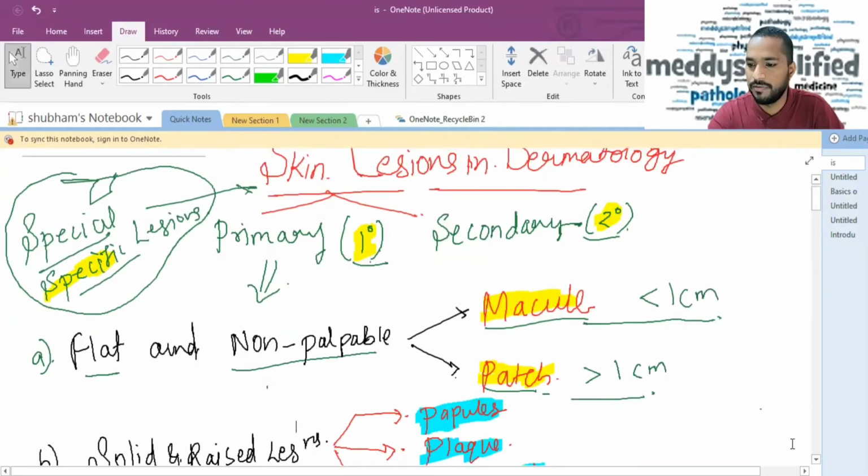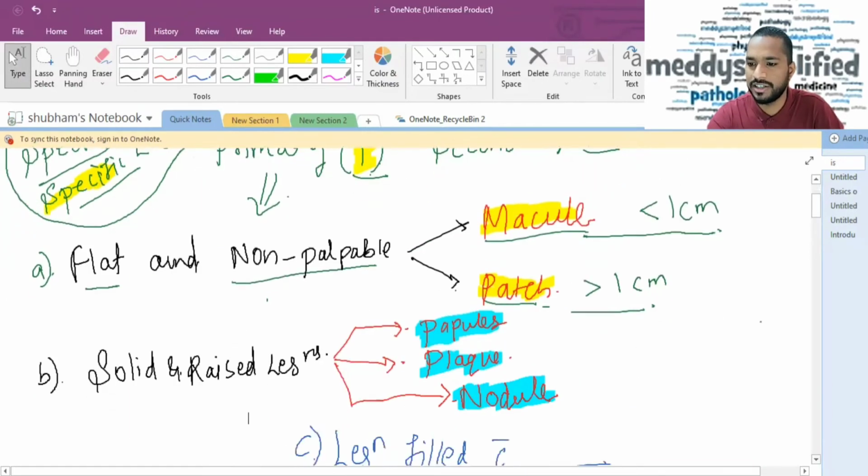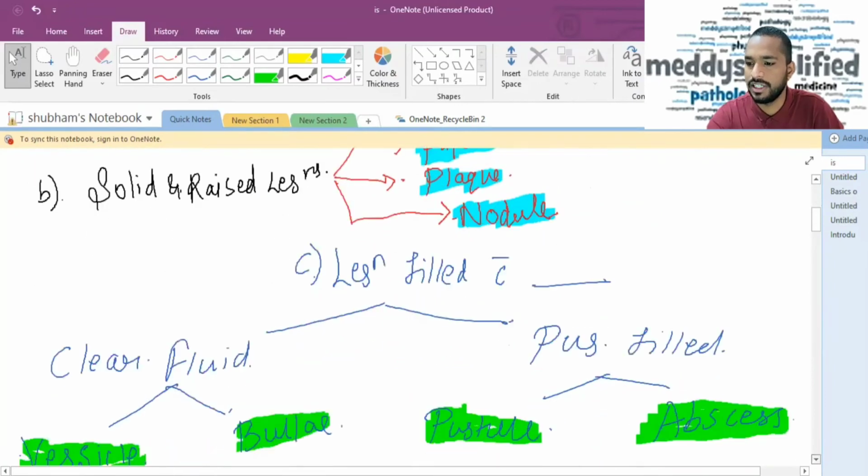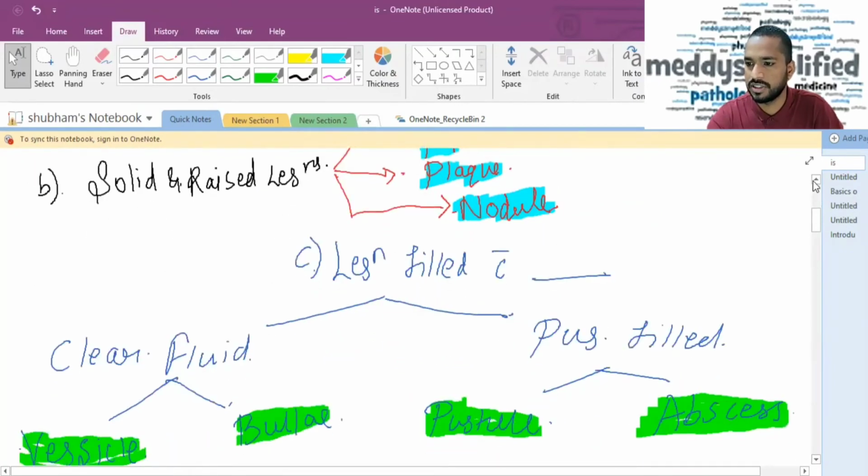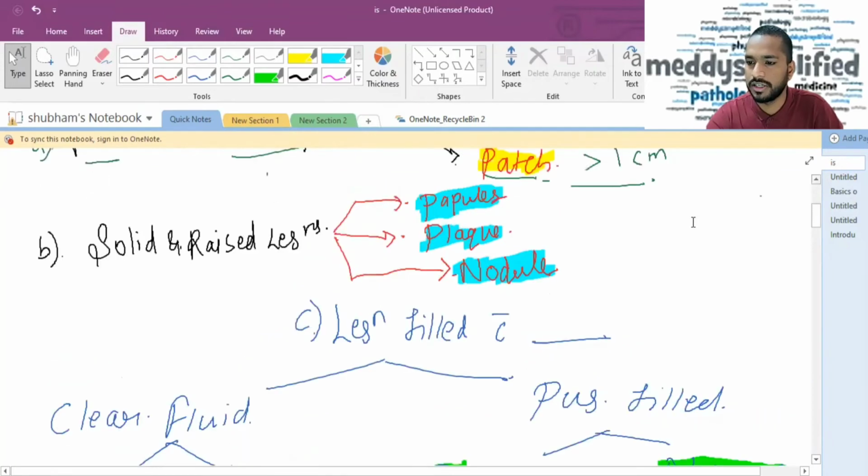Now going further, after this flat lesion, we have solid and raised lesion. All right. So this solid and raised lesion, it can be a papule, plaque, or a nodule. So how will you distinguish? Once again by the size. If the size of the solid and raised lesion is less than 0.5 centimeter, it is a papule. If it is more than 0.5 centimeter, it is a plaque, right?